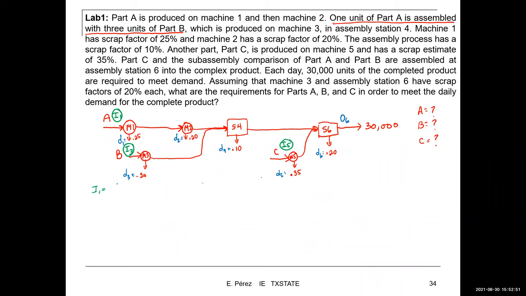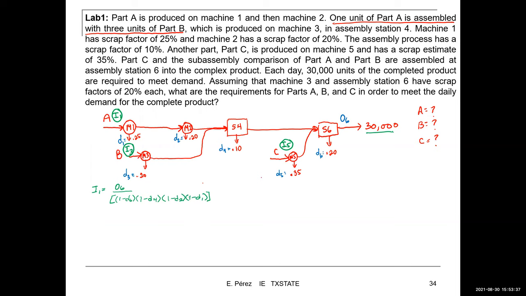So I1 is gonna be O6 divided by 1 minus D6 multiplied by 1 minus D4 multiplied by 1 minus D2 multiplied by 1 minus D1. So those are stations 6, 4, 2, and 1, the ones that are impacting the value of A. O6, I know, is 30,000. And I know the values for D1, D2, D4, and D6.